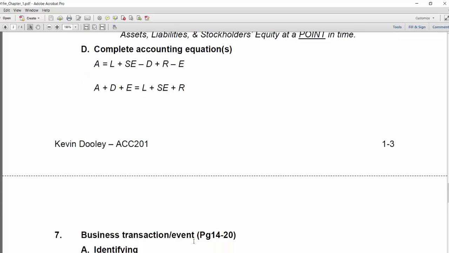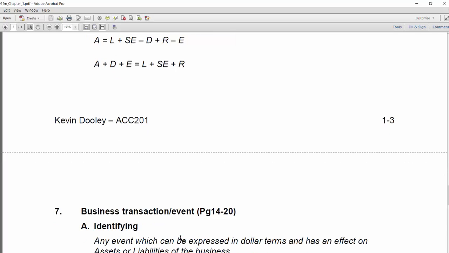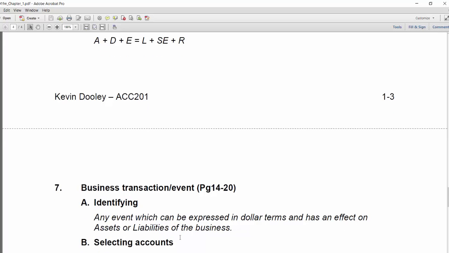Last few items here are some theoretical background. When we're talking about business transactions or events, we're looking at those things that had an effect on the company's assets or liabilities. So anytime you record a business transaction or event, you have to ask yourself, has it had any impact on our assets or liabilities? If the answer is yes, then there's something to be recorded. If the answer is no, typically there is nothing to be recorded.